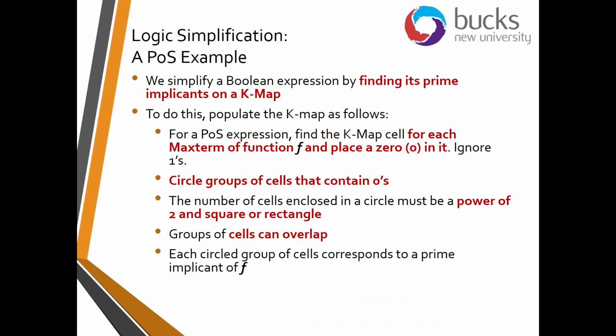Now a POS example. Again, simplifying a Boolean expression by finding its prime implicants on the K-map. And again, to do this, we populate the K-map as follows. For a POS expression, we find the K-map cell for each max term of function F and place a 0 in it. We ignore 1s. We circle the group of cells containing the zeros. The number of cells enclosed in a circle must be a power of 2, and it must be shaped as a square or rectangle. I'm saying circle, it just means put a line around it. Groups of cells can overlap. Each circled group of cells corresponds to a prime implicant of the F function.